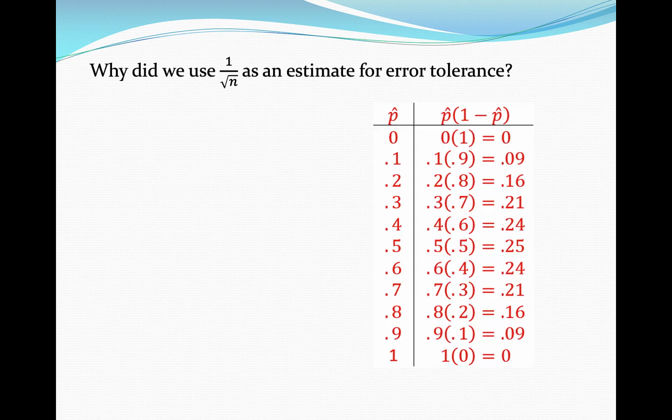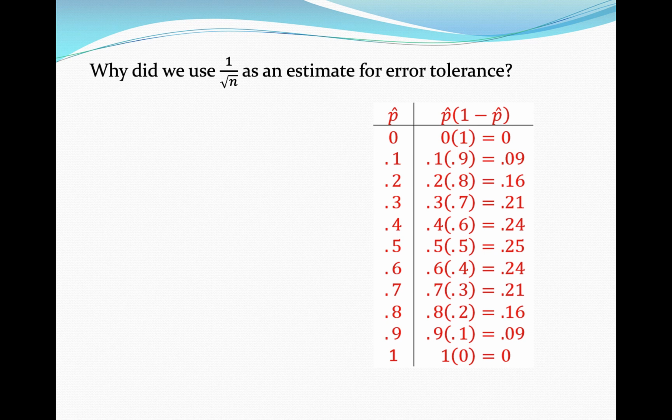The variability for a proportion is essentially just p times 1 minus p, or to estimate it, p hat times 1 minus p hat. So I created a table here so that you can see what happens as you pick some different p hat values. Of course there's an infinite number of possibilities for p hat, but I just picked some simple ones so that you can see where the variability is maximized.